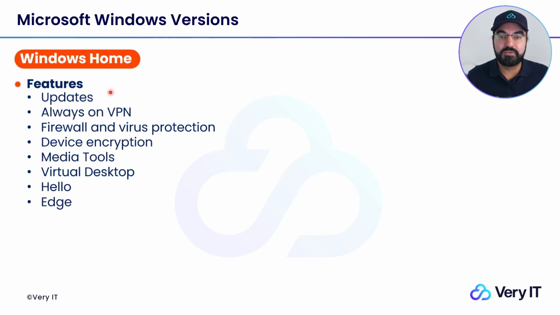Windows Home will cover a number of different features. They include the updates that will essentially ensure that your machine is secure and stable. We have always on VPN, which is what enables your machine to be able to connect to the corporate network even though you may not be on site.